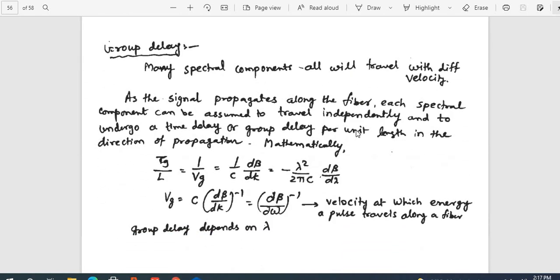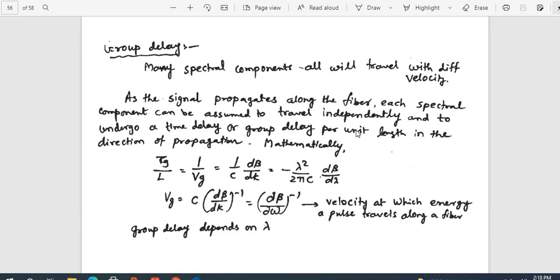So now, the definition of group delay, students. What is a group delay? Mainly, spectral components travel with different velocities. As the signal propagates along the fiber, each spectral component can be assumed to travel independently. Since all waveguide modes can travel independently, whatever the signal is, not necessarily all will combine. They are independent, and they undergo a time delay, or group delay, per unit length in the direction of propagation.